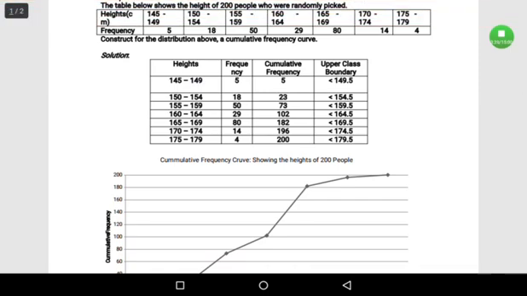So since we only need the upper class boundary, we don't need to also list the lower class boundary, so as to save time. So just transfer this here. The upper class boundary for the first class is what? 149.5. So you just transfer that there. The upper class boundary for the next class interval is 154.5. So just transfer that here and only list the upper class boundary.